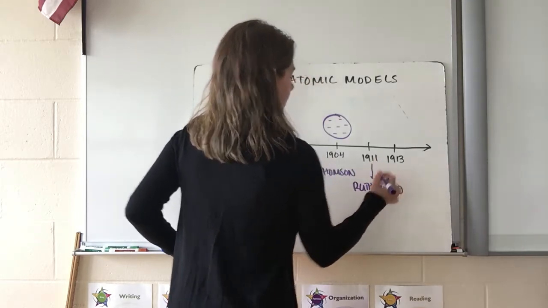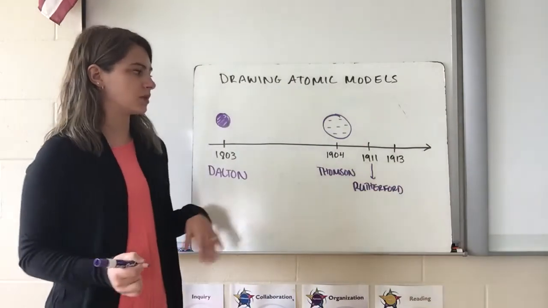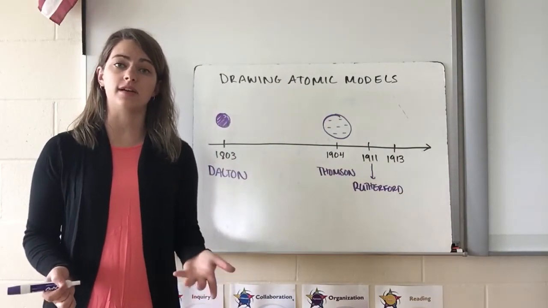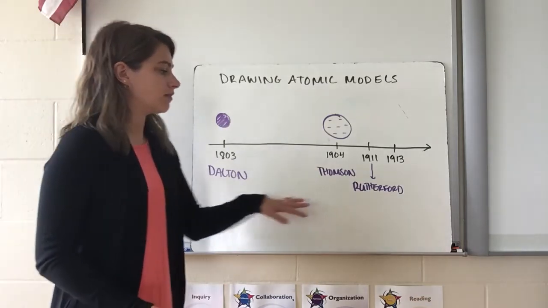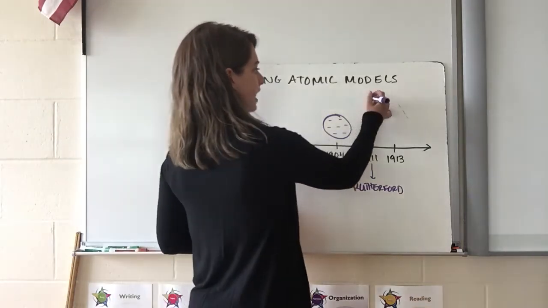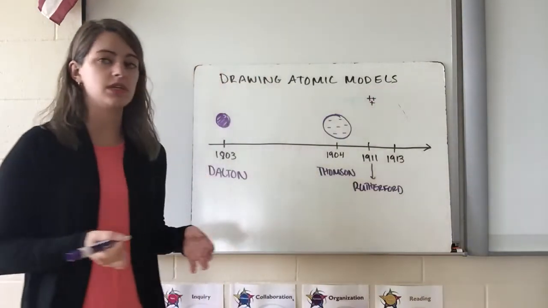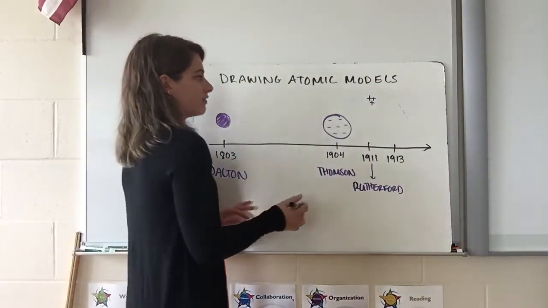Ernest Rutherford. And Ernest Rutherford did some experiments with gold foil, and he came up with a model of an atom that you're probably going to be pretty familiar with. After his experiments, he came up with an atom that had a positive nucleus, and he called those positive pieces protons. Those were in the middle of the atom.